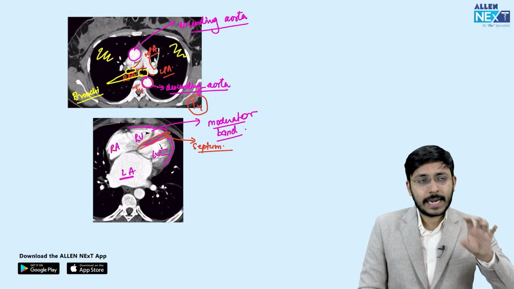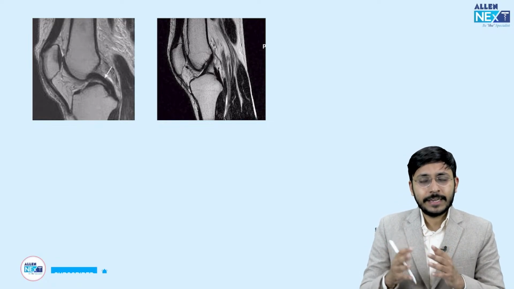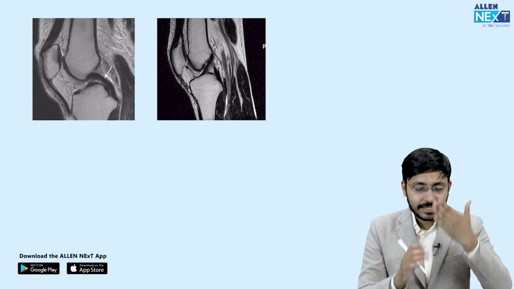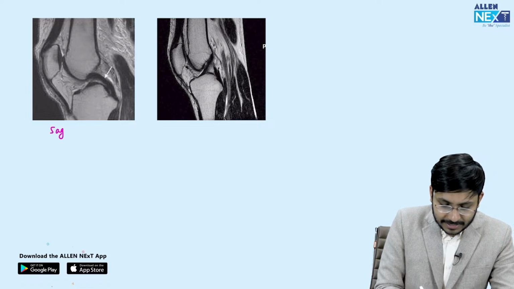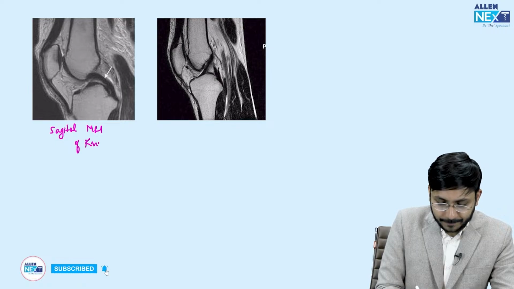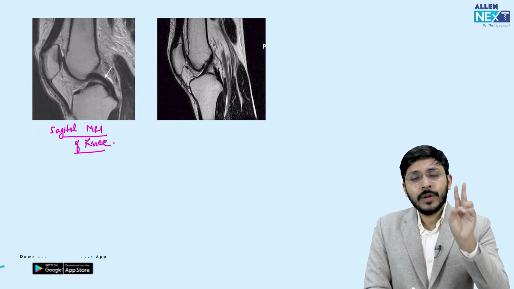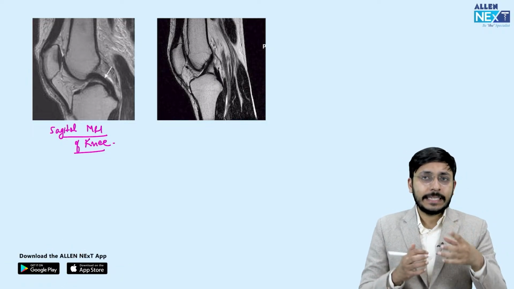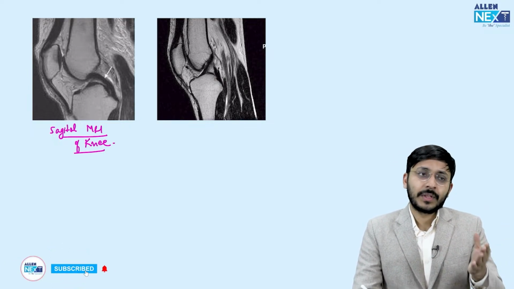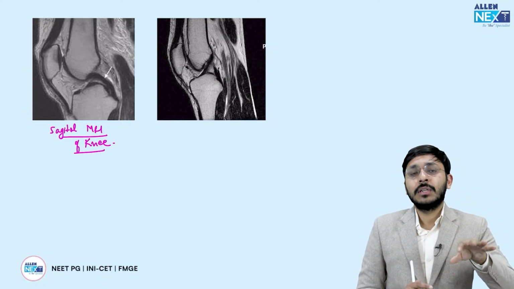Now we move on to the anatomy of the knee, because two important ligaments have been repeatedly asked in various competitive exams. So first of all, whenever we are seeing the sagittal section of the knee, this is a sagittal MRI of the knee, correct? And in the sagittal view, we see two important ligaments, the ACL, anterior cruciate ligament, and the PCL, the posterior cruciate ligament.